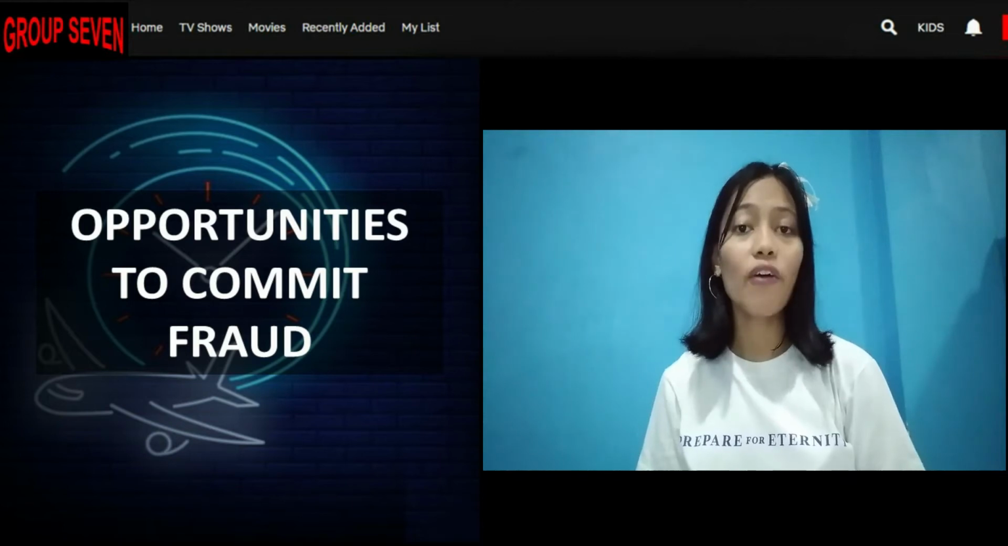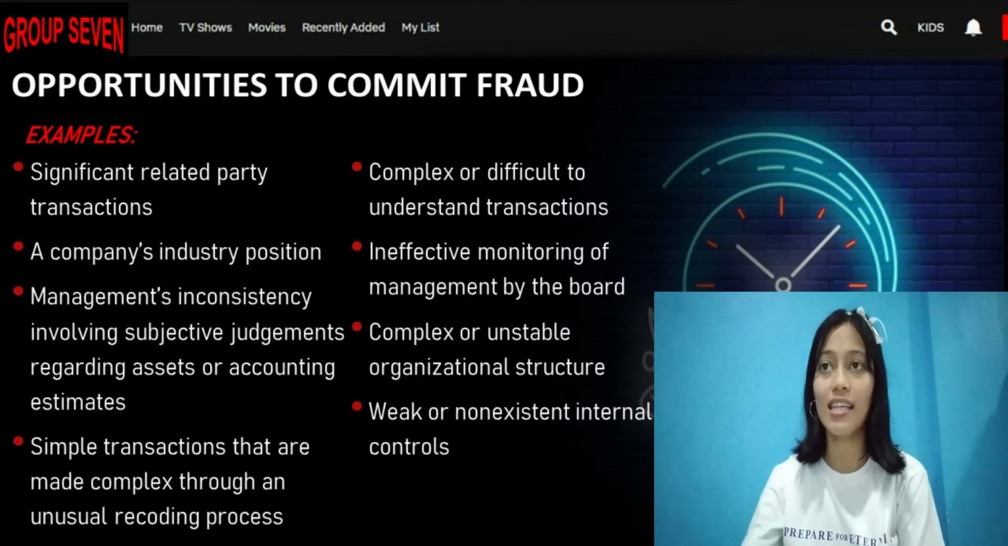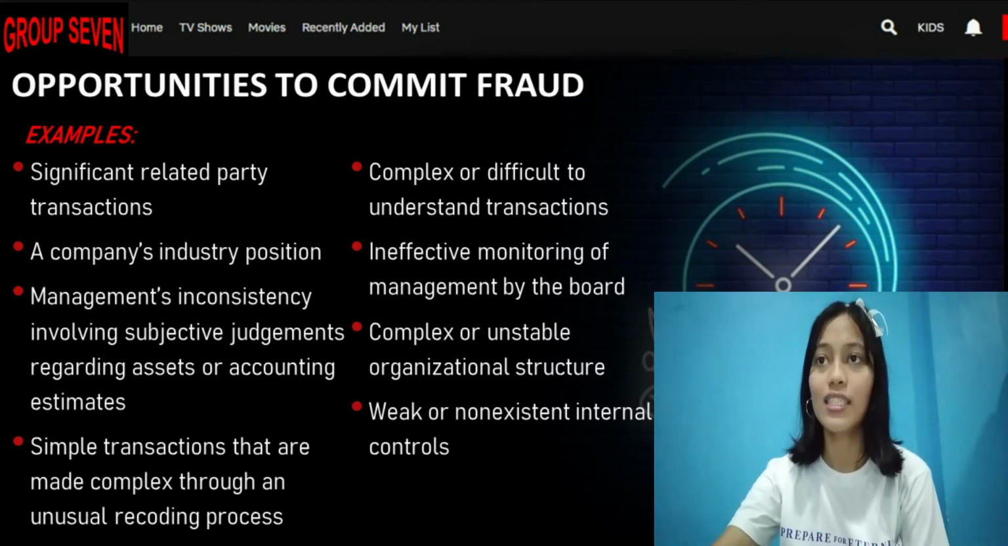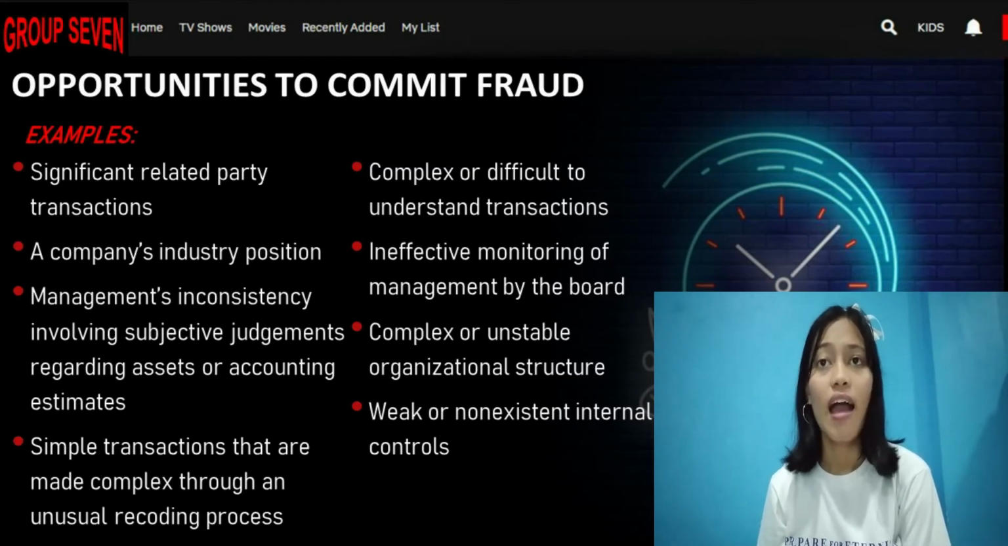It's because of the lack of internal controls of the management. So here are some specific examples of opportunities in committing fraud. First, we have significant related party transactions. Second, a company industry position, such as the ability to dictate terms or conditions to suppliers or customers that might allow individuals to structure fraudulent transactions.